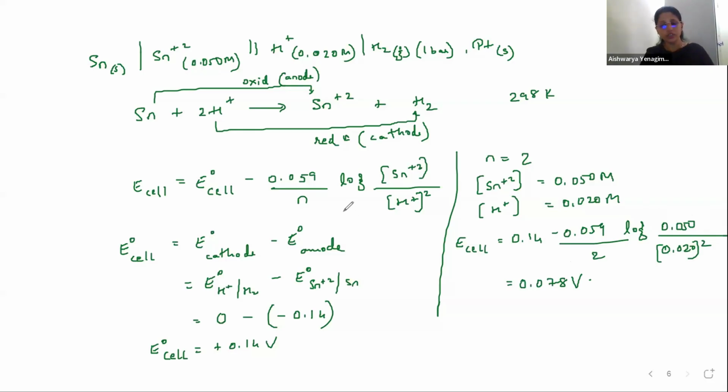So this is how we can represent the cell and write it in the form of the Nernst equation. Then we can calculate E naught of the cell. We have to calculate E naught, the standard reduction potential, and later you can calculate the E cell.